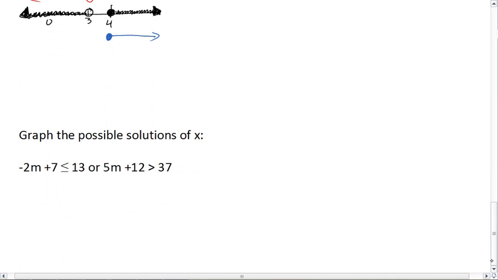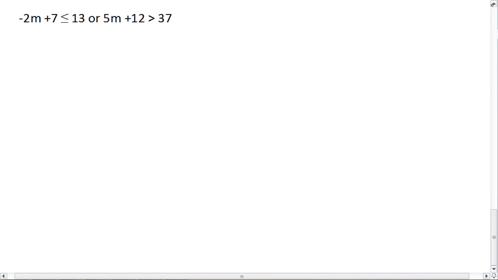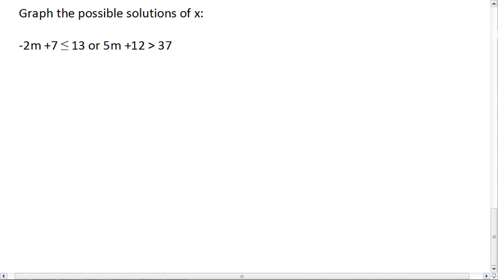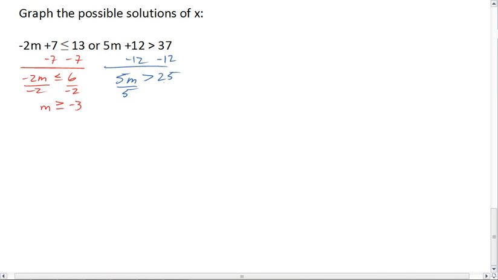Man, we're cruising. But we got 1 minute and 15 seconds left. We better go fast. Okay, here we go. First, this one, we're going to subtract 7 from both sides. I've got negative 2m less than or equal to 6, divided by negative 2. We got to divide by a negative, so we got to switch the sign. So m is greater than or equal to negative 3. Let's go on. Going to subtract a 12 here. We've got 5m is greater than 25. We're going to divide by 5, and we've got m is greater than 5.